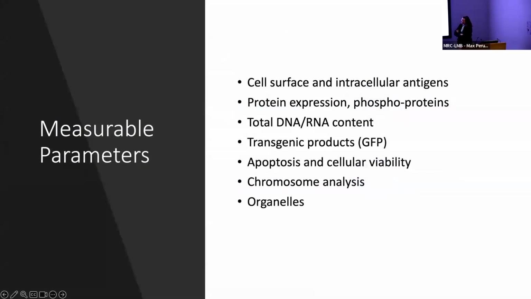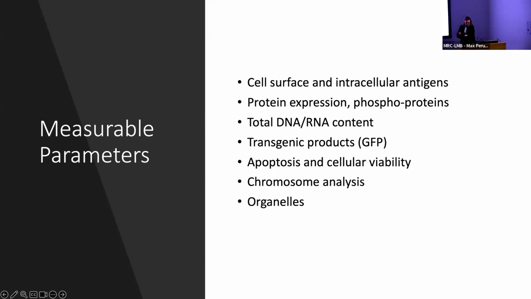So I'll talk a little bit about some of the measurable parameters. These are just a few, and obviously it's not exhaustive. There are many other parameters that can be analyzed. We often look at cell surface and intracellular antigens, protein expression, of course, phosphoproteins, total DNA and RNA content. We also look at transgenic products, GFP, any kind of fluorescent proteins.